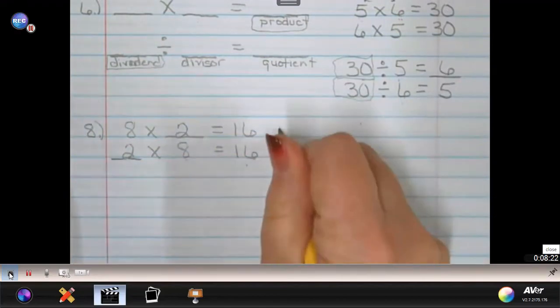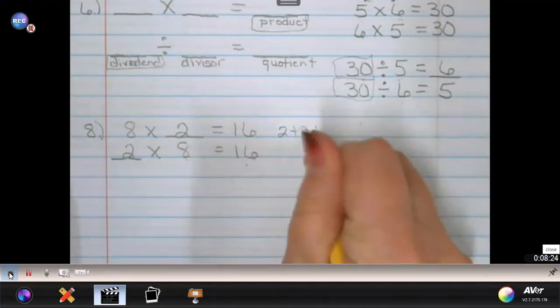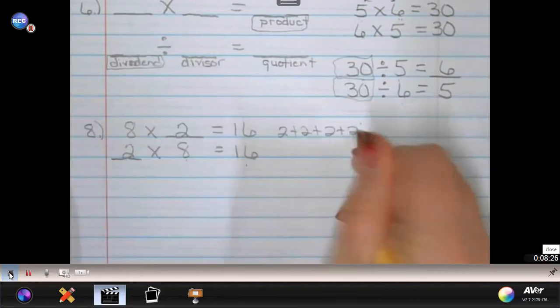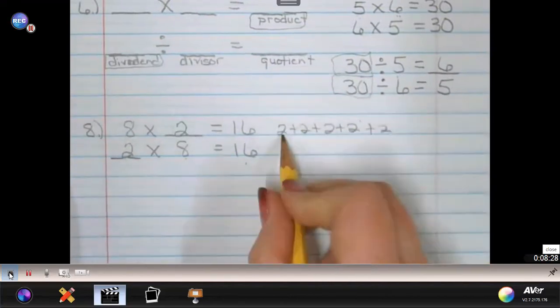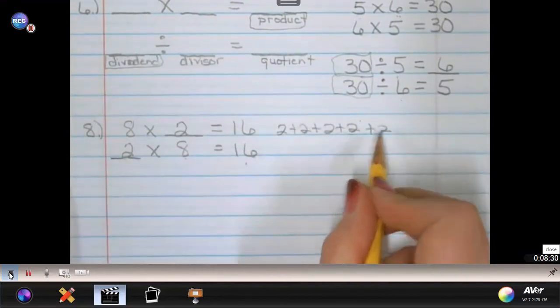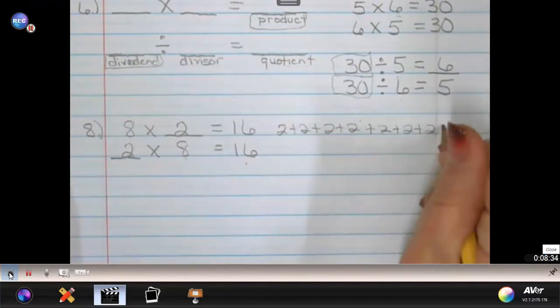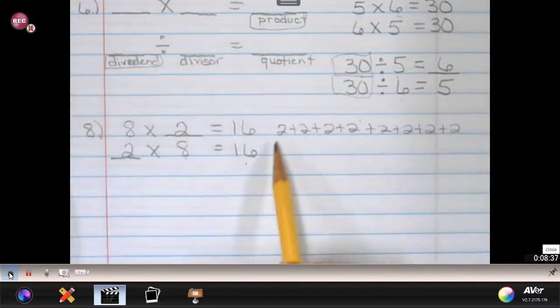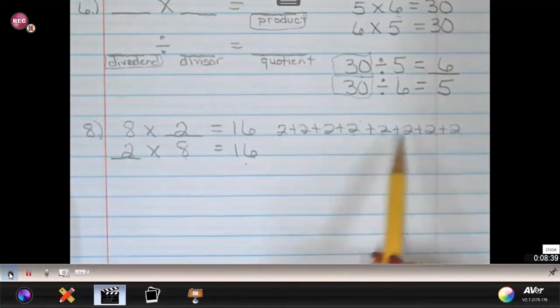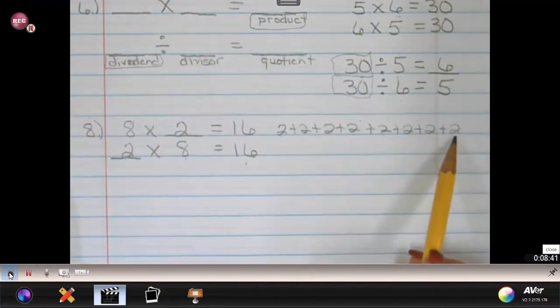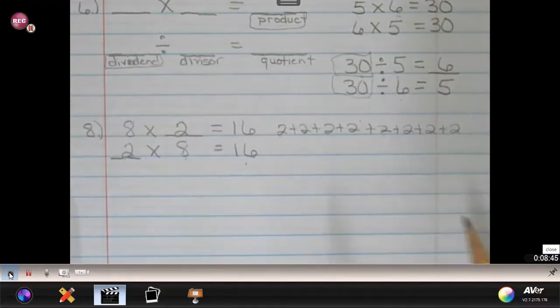And I can check myself by using repeated addition or skip counting in this case. And I could go 2, 4, 6, 8, 10, 12, 14, and finally 16. And you'll notice I have 1, 2, 3, 4, 5, 6, 7, 8 twos, or 8 groups of 2. So 8 twos is the same thing as saying 8 groups of 2.